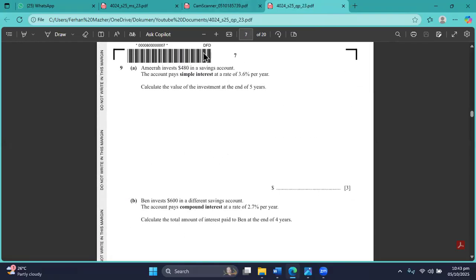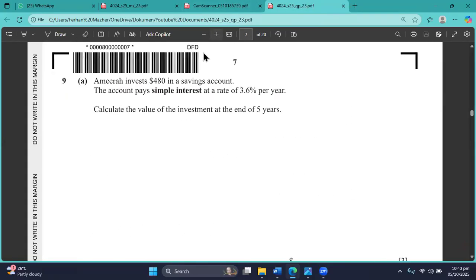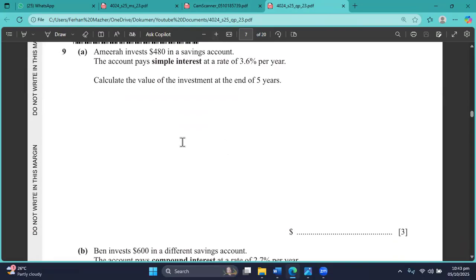Next is question number 9 on your screen. Okay. So we have question number 9, A part. Amira invests $480 in a savings account. The account pays simple interest. Important thing is simple interest at a rate of 3.6% per year. Calculate the value of the investment at the end of the 5 years.